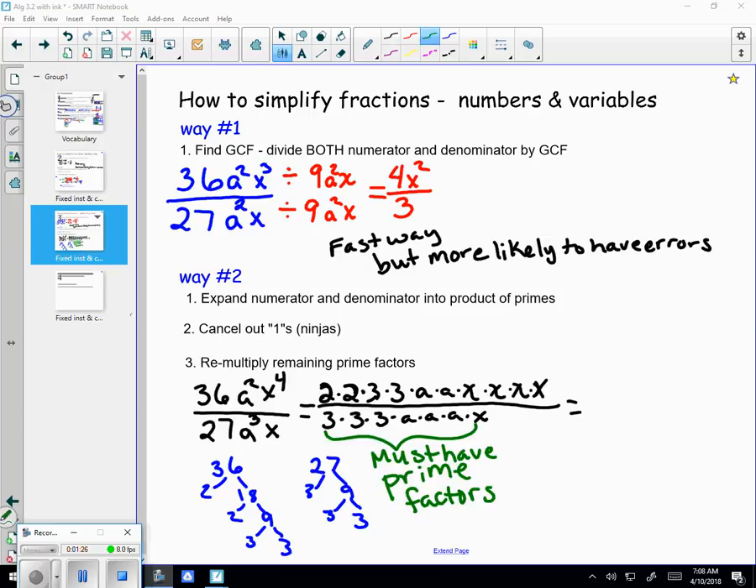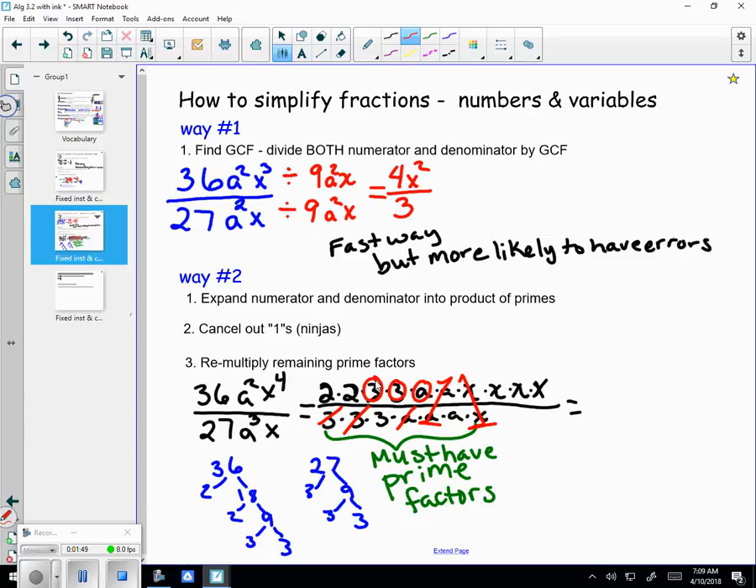Next, step 2, we're going to cancel out our ones. I see a 3 on the top and a 3 on the bottom, a 3 on the top, a 3 on the bottom, an A on the top, an A on the bottom. If you like, you can make them look like ones. And I also have an X. Those are all our ones.